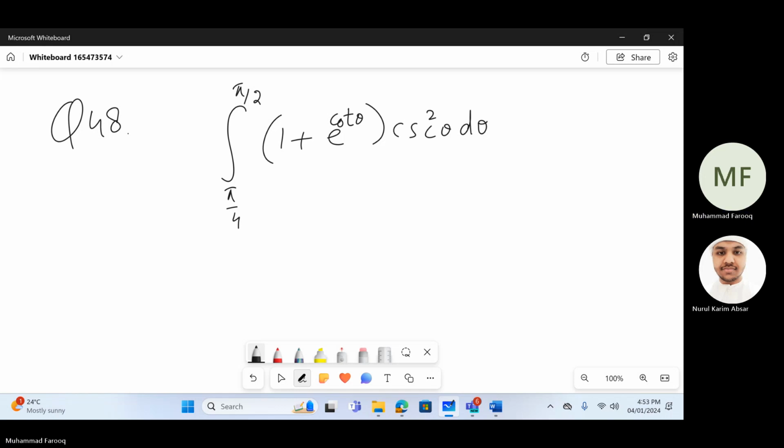So yeah, please, come on. What do you take as u? Basically, we take only the power as u. Because if you take the power as u, the next step is the derivative. So let's take cotangent theta as u.